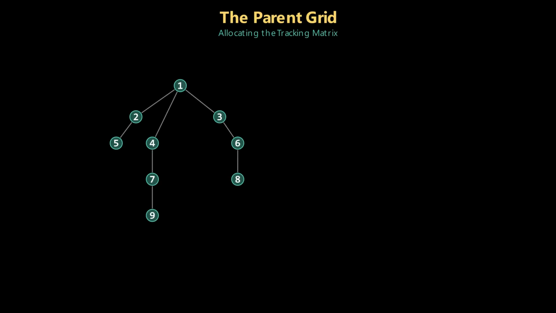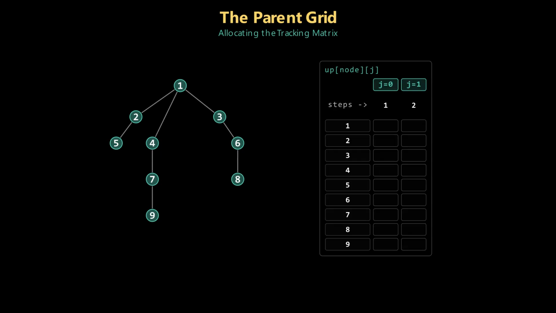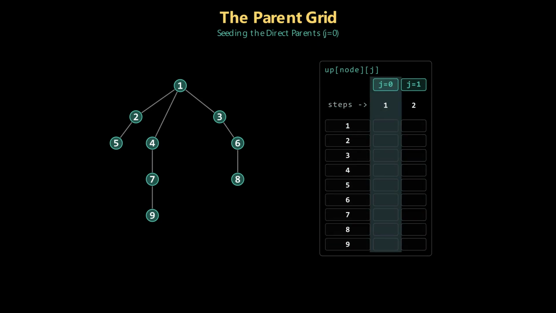To pull off rapid teleportation up a tree, we must first allocate a blueprint called the parent grid. Instead of a single array that only points to a direct parent, every node in our tree is assigned a full row in a two-dimensional matrix. This layout allows each node to independently track its ancestors at increasing exponential scales, 1 step up, 2 steps up, and beyond. We initialize the table by filling in the very first column, where the jump power is 0.